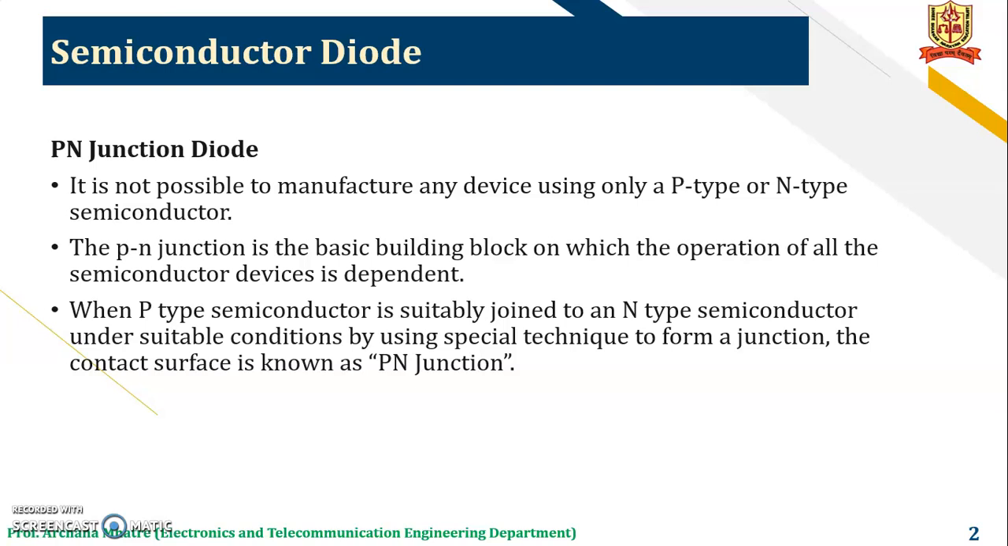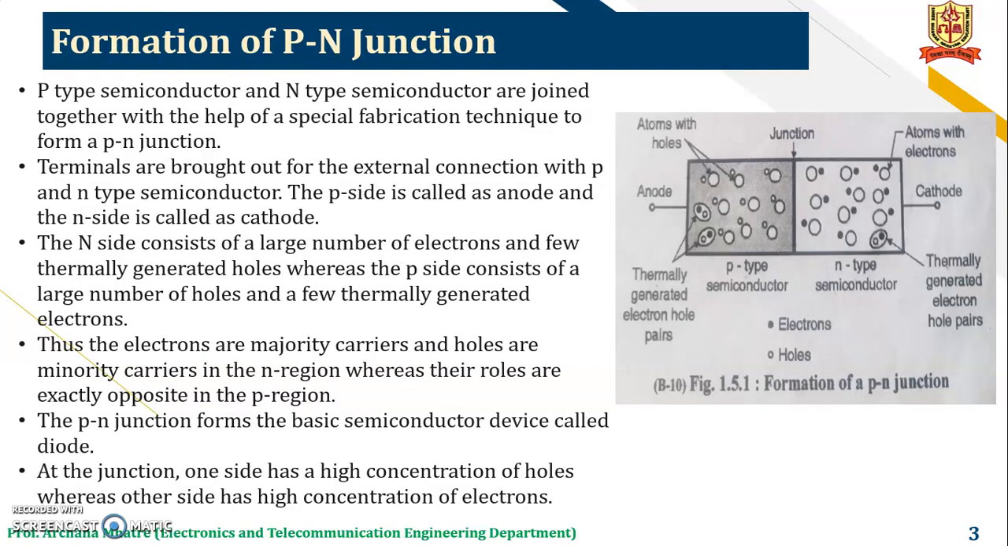When a p-type semiconductor is suitably joined to an n-type semiconductor under suitable conditions by using a special technique to form a junction, the contact surface is known as a PN junction. Now this is the diagram for formation of PN junction. P-type semiconductor and N-type semiconductor are joined together with the help of a special fabrication technique to form a PN junction. Terminals are brought out for the external connection with the P and N-type semiconductor. The P side is called as anode and N side is called as cathode.